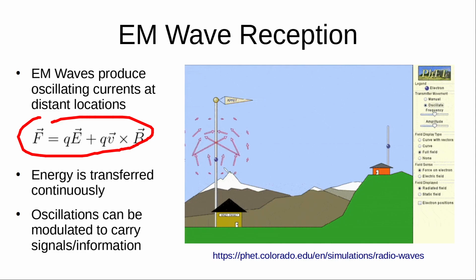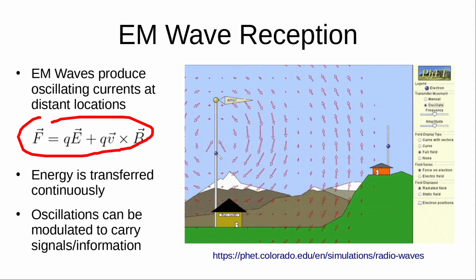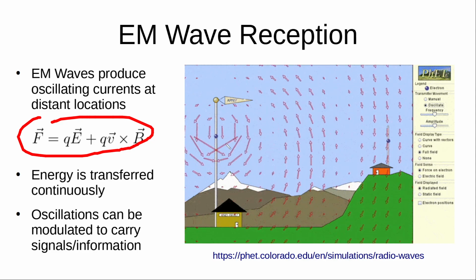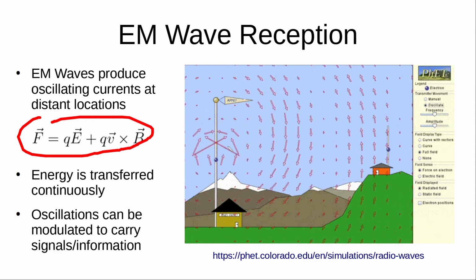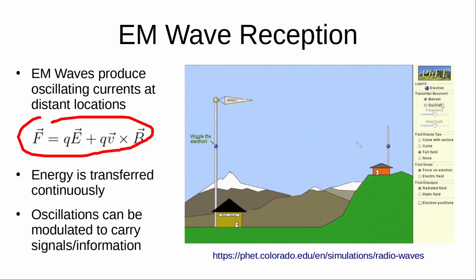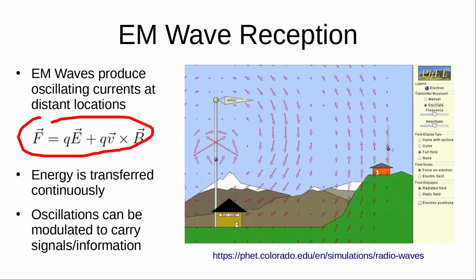We have our transmitting antenna here with a single oscillating charge moving up and down, and you can see how that produces these changing electric fields. We're just looking at the electric field here, and this animation is showing how those changes in the electric field take time to spread through space until they pass by this receiving antenna.